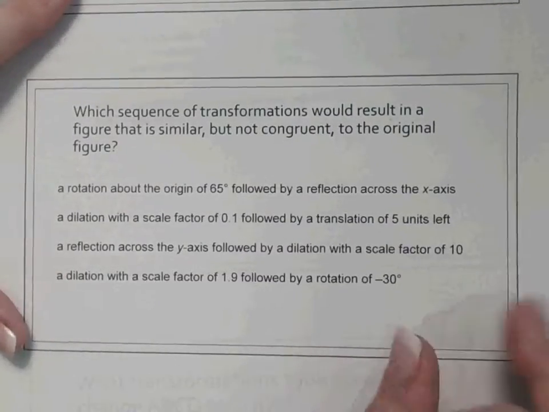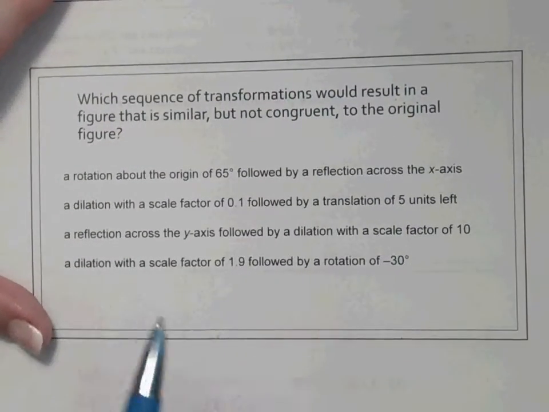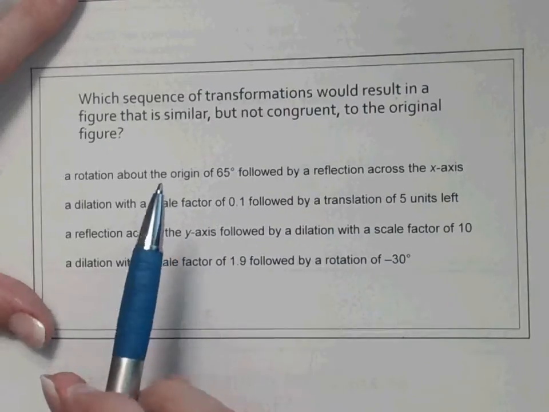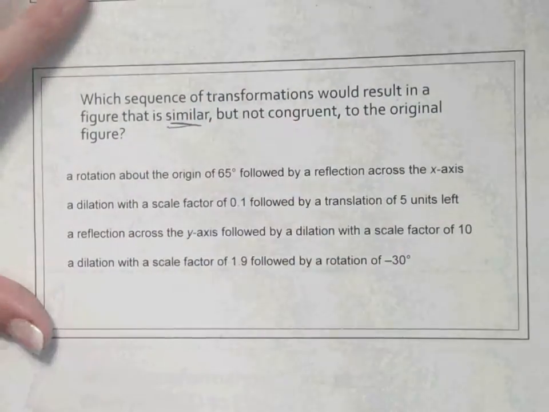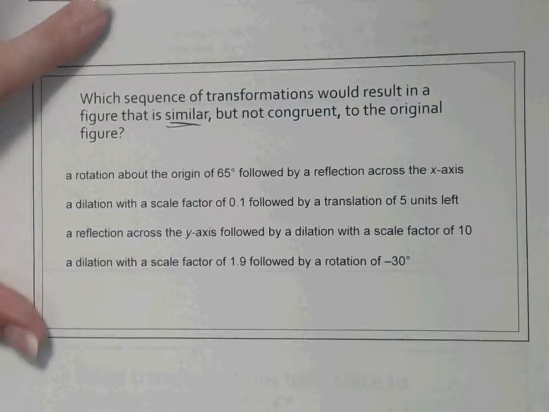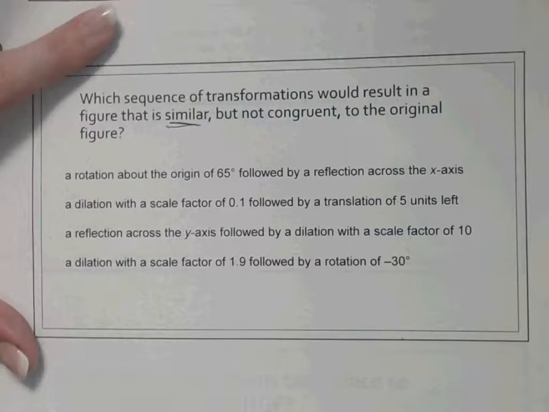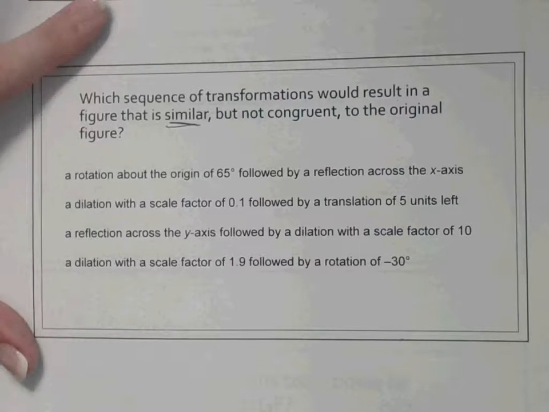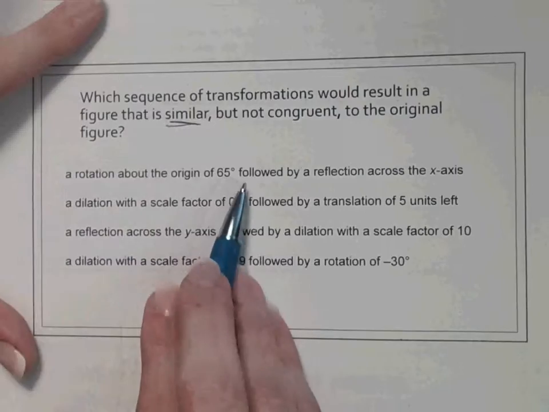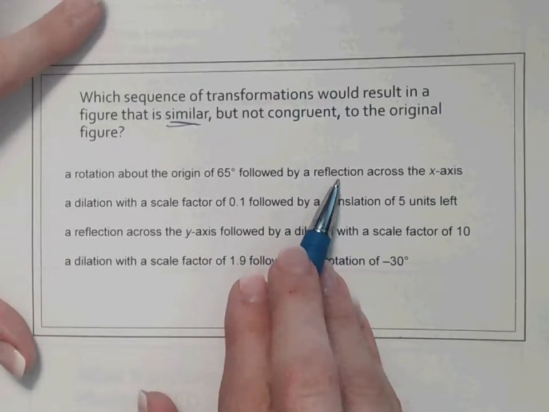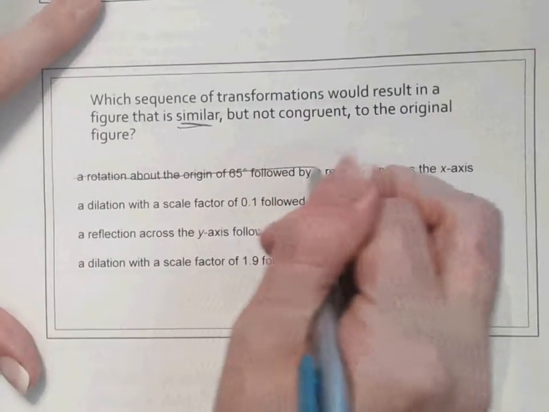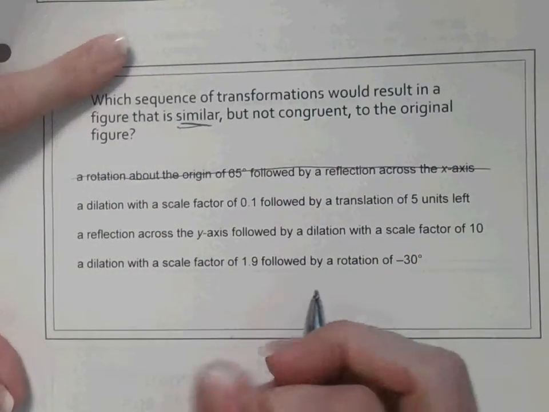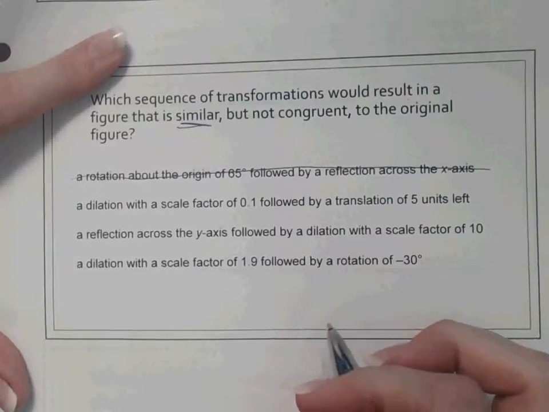Look through the sequence of transformations to find one that would result in a figure that is similar but not congruent. So remember, when they're similar, their side values are no longer equal. Okay, and usually to have a similar figure, you have to have a dilation. So if we have a rotation followed by a reflection, that did not change the size, so that can't be an option. That's not going to be a similar figure. That would still be congruent.